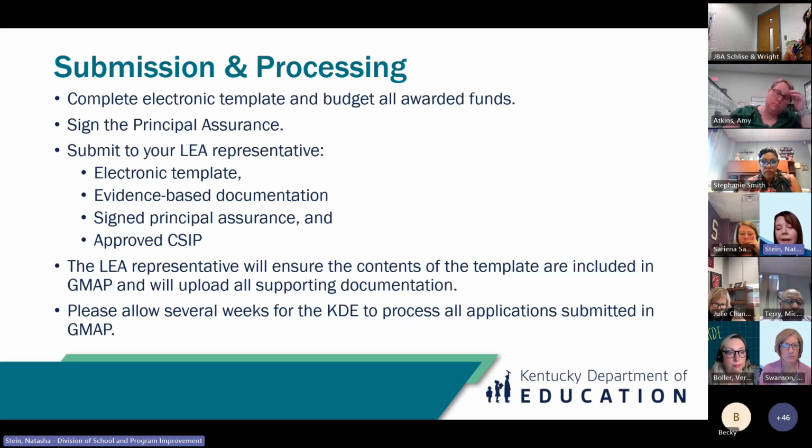So there'll have to be some orchestrating there on who that primary contact will be for this, that point person. And so the district contact will upload the application contents. That's just merely copying and pasting from that electronic template into GMAP. And then, of course, the district will need to answer its respective questions. And then once all those steps have been taken, everything's uploaded into the system, the district will hit the magic submission button in GMAP, and then we will be notified via email that it's been submitted. And we ask that you give us a few weeks to process that application here at KDE. So it'll take us a few weeks to work our way through each of those.